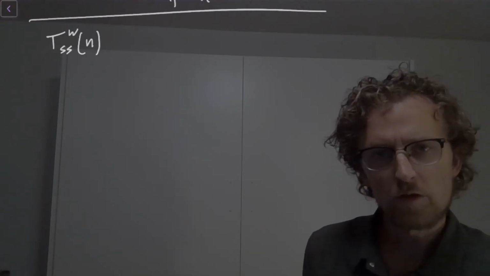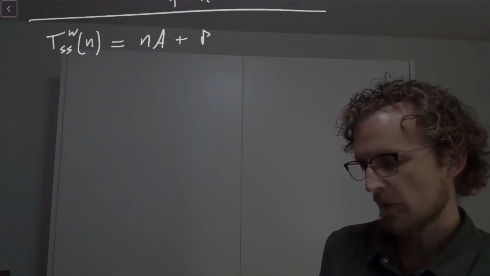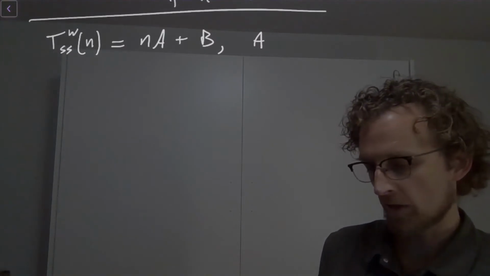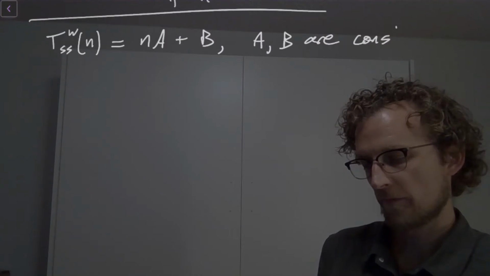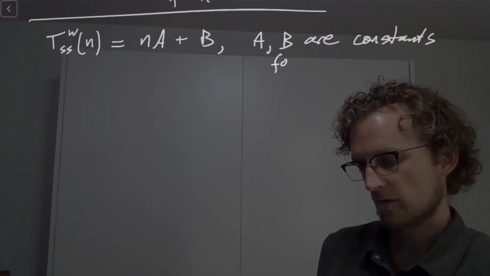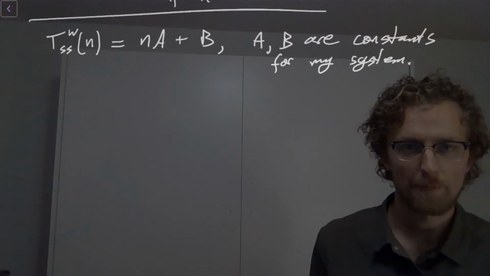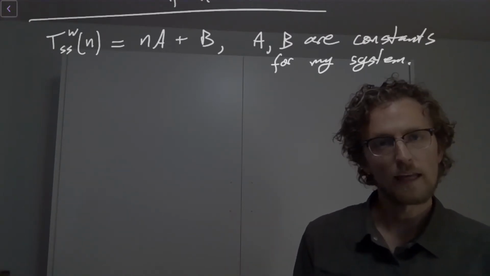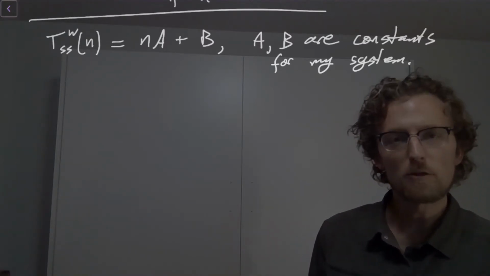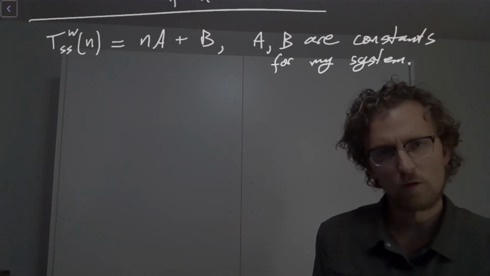So this expression, we worked it out, and it's n times a plus b, where a and b are system specific constants. So they're constants that are specific to my system. And because they're specific to my system, if I answer this question for my system and give you a number, that'll be less useful than if I can answer it in a system agnostic way, or a universal way.